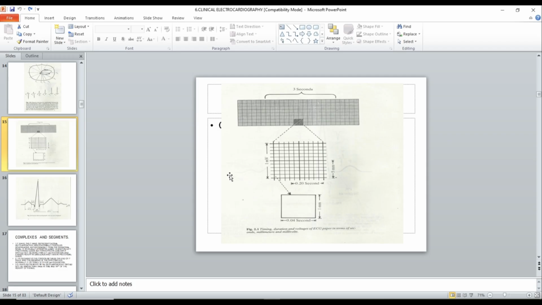The paper of the ECG rolls at a rate of 25 millimeters per second. The paper rolls at the speed of 25 small millimeters, so 25 millimeters in 1 second, and 1500 small squares in 1 minute and 300 big squares again in 1 minute.